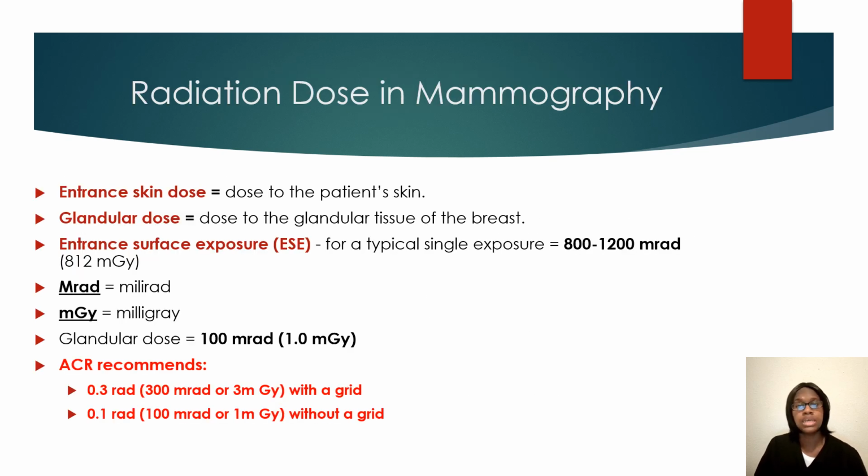For your radiation dose in mammography, just keep in mind you have your entry skin dose. This is the dose to the patient's skin. Glandular dose, the dose to the glandular tissue of the breast. Your entry surface exposure, you have your range of 800 to 1200. Your millirad, make sure that you know the acronym, the MGY or milligray. Your glandular dose is 100 millirad, and know what ACR recommends. They recommend a 0.3 rad with a grid or a 0.1 rad without a grid.